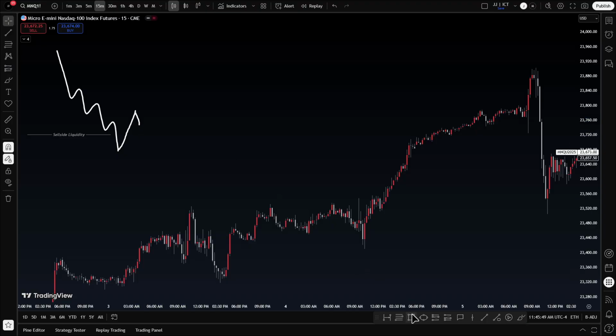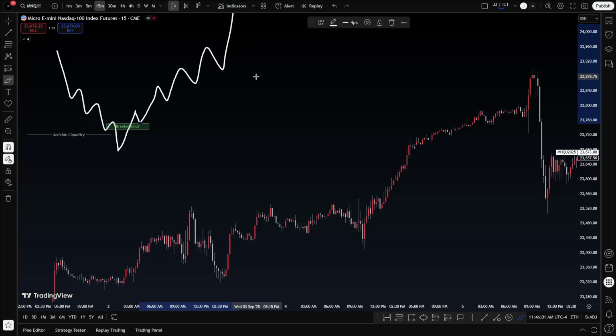It'll hit the breaker block. If I can draw something right here. It'll hit the breaker block right about there. And then guess what? It'll keep going higher. And it'll just shoot to the roof. That is what a breaker block is right there. It is a reversal PD array. Pretty simple, isn't it? Yeah, I know.